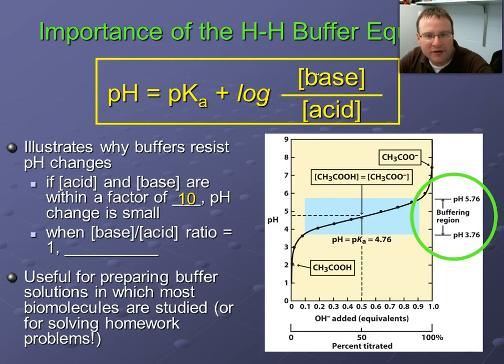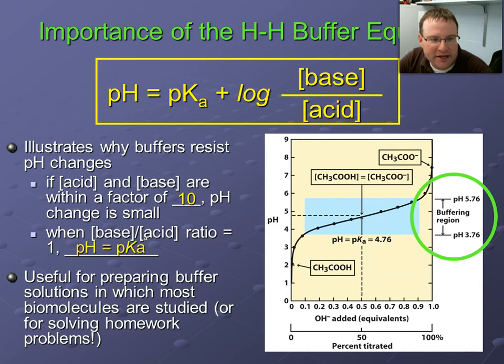means that we're going to be product favored, more in the base form than in the acid form. Log 10 is equal to 1, so the pKa plus 1 is going to give you a pH that's 1 pH unit higher. So if the concentrations are within a factor of 10 of each other, you're only getting a 1 pH unit change away from your pKa.